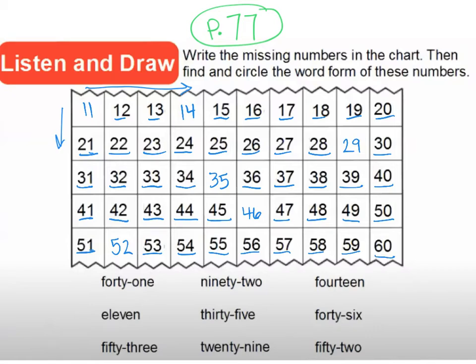So counting and saying all of those out loud can help you to think about how we would write these numbers in word form. So now we're going to read the numbers in word form at the bottom and circle the number in your boxes. So first we have 41. Look for that number and circle.